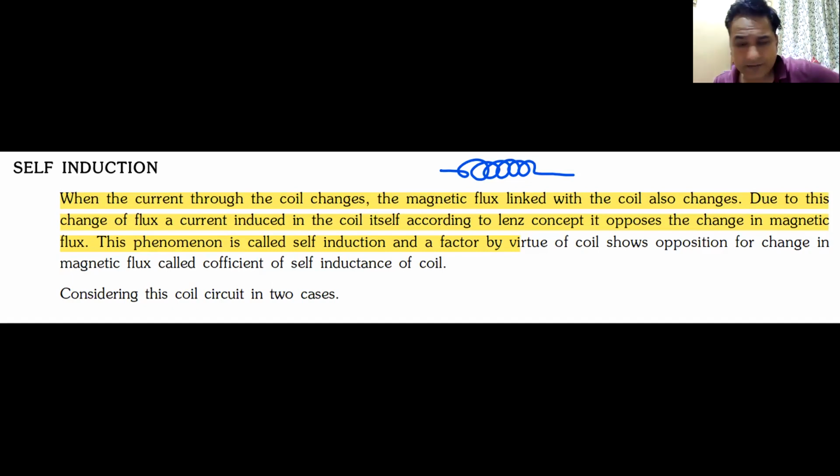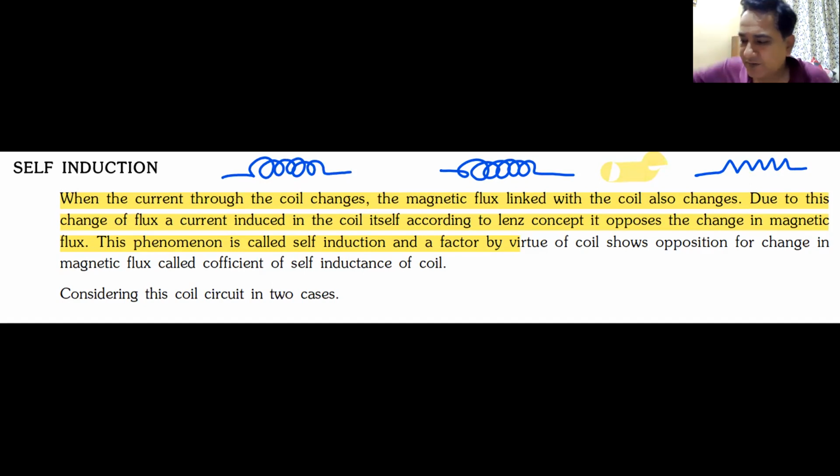This phenomenon is known as self-induction and this property is known as self-inductance. Do we understand this? Yes, sir. Then how do you represent the inductance of a coil? You represent resistance by a zigzag line. You represent inductance by a coil like this. Do we understand this, beta?